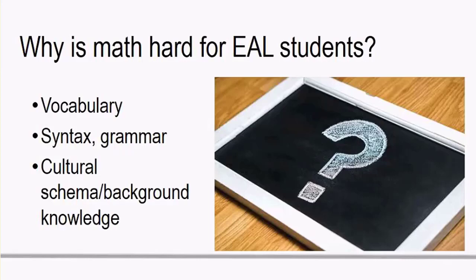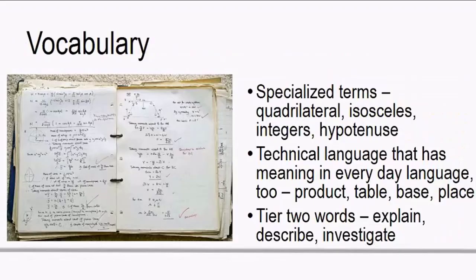And of course, there's cultural schema or background information. If we're talking about things that kids don't know much about, then maybe that's causing some issues as well. So obviously, I'm not telling you anything you don't know here. Lots of content area specific language like quadrilateral, isosceles, integers, even words like addition, subtraction versus plus, minus. Even though they may be somewhat similar, kids don't necessarily have all that language.